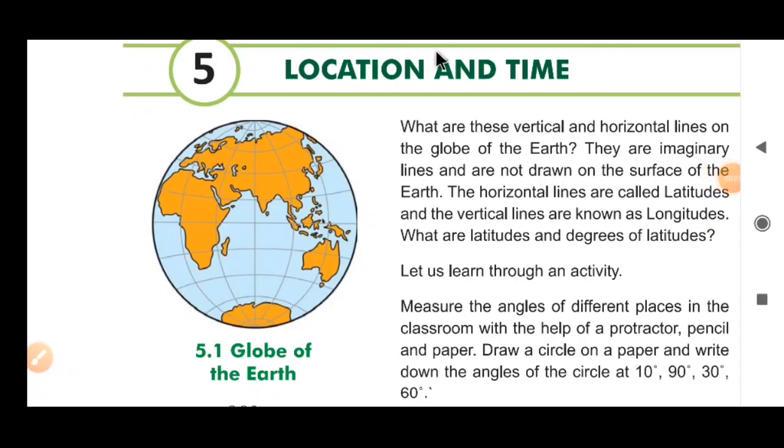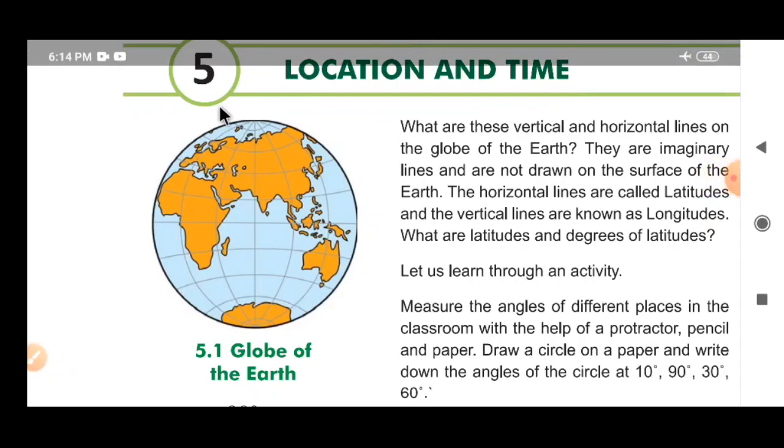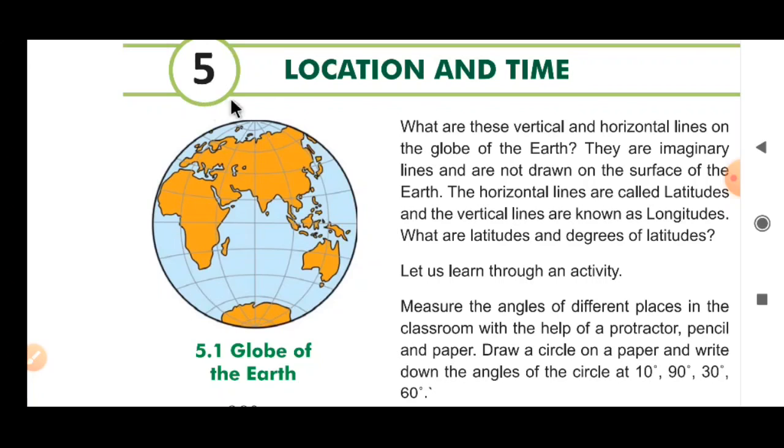Dear student, today we are going to start standard 7th social science and chapter number 5, location and time. What are these vertical and horizontal lines on the globe of the earth? Here one picture is given, a globe of the earth, and here are some vertical lines. Vertical means standing line and horizontal means sleeping lines are drawn on the globe of the earth. They are imaginary lines and are not drawn on the surface of the earth.